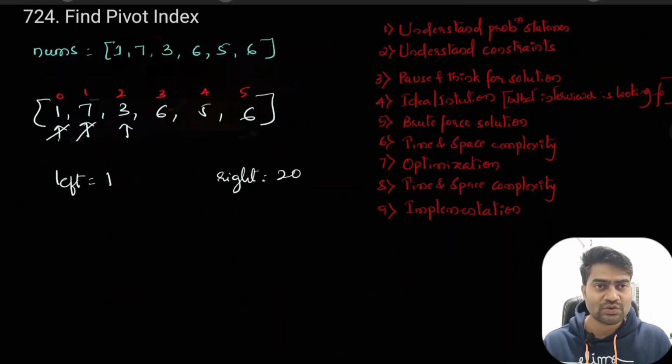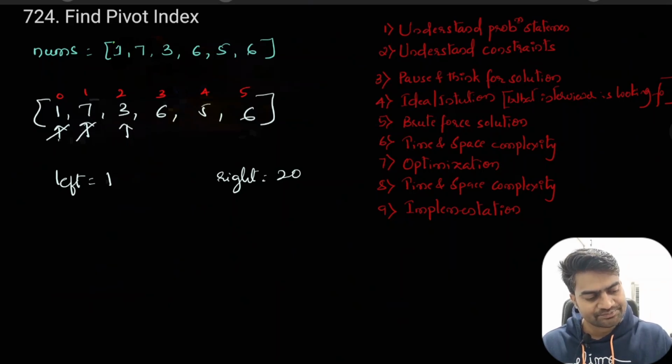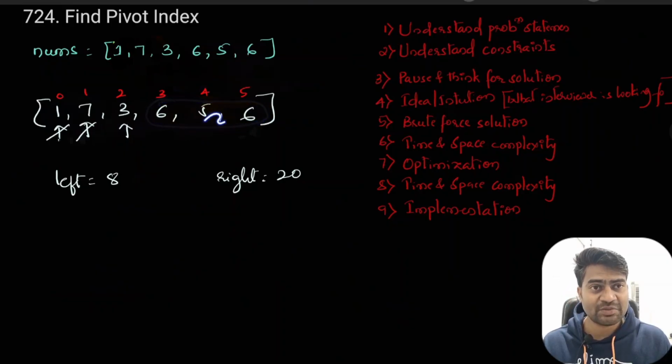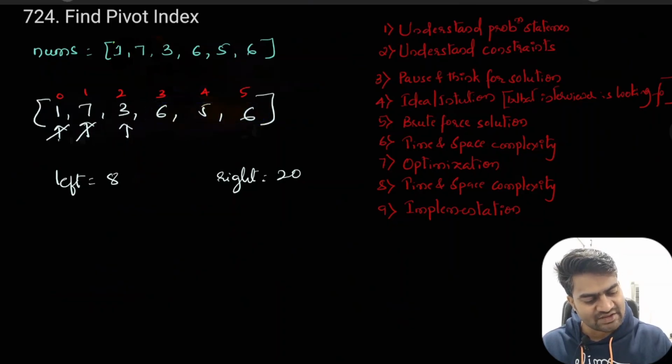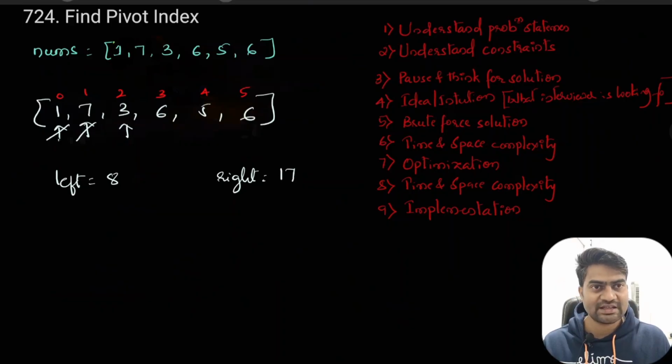So I will move to the next number. Now if you see, our prefix sum will be 1 plus 7, which is 8. So our left value will be 8. Okay. Now if you see the suffix sum, it is 6 plus 5 plus 6, which is 17. So I will update my right value as 17. So they are not equal. So it means this is not our intended number.